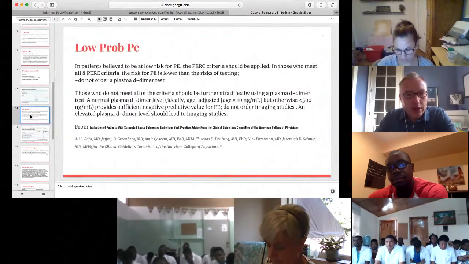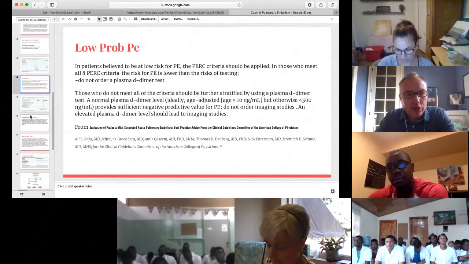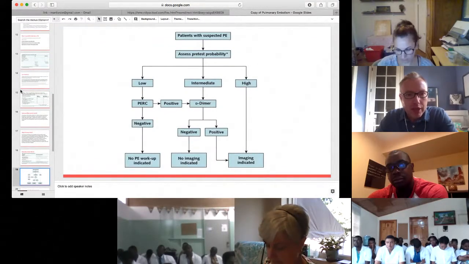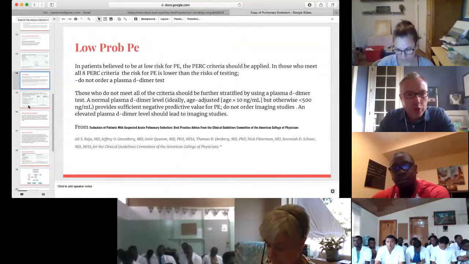So these slides are basically the written version of an algorithm that I'm going to show you. So, rather than go through each slide now because of time, I'm going to show you the algorithm here, which explains basically how we're putting those two things together to try to understand how to test people. So we're going to take the low probability PE folks that we did with our Wells criteria.